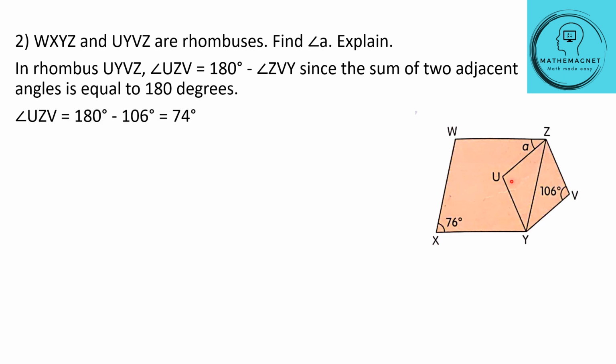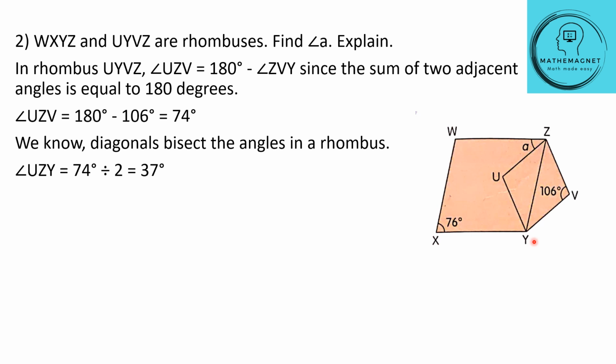Now I know angle UZV is equal to 74, and also in a rhombus the diagonal will bisect the angle. By bisect it means it will cut the angle into two halves. So which means UZY plus YZV will be equal to UZV. Now we know UZV is equal to 74. So UZY will be equal to 74 divided by 2, which is equal to 37. So now we know angle UZY is equal to 37.